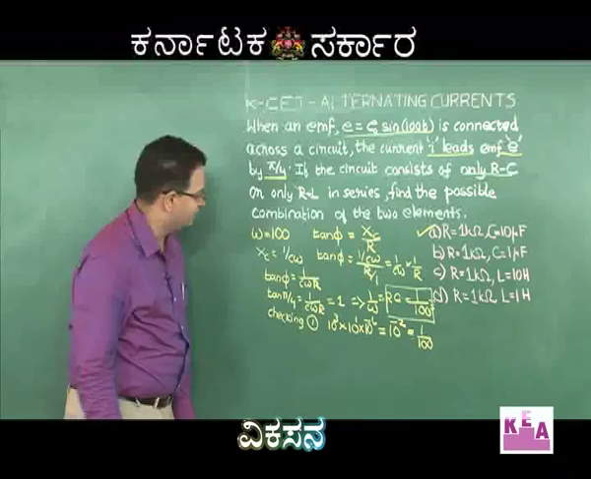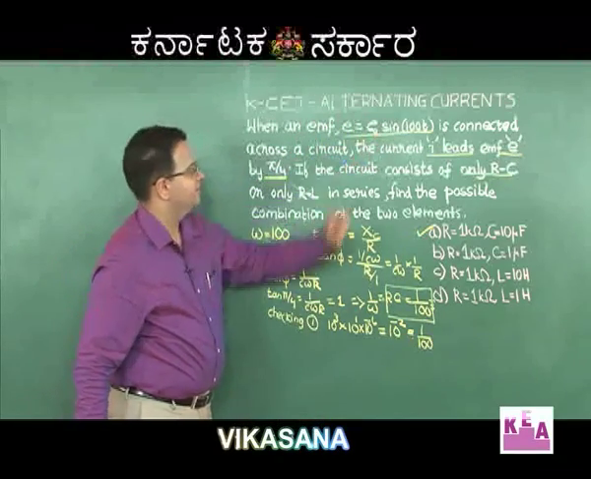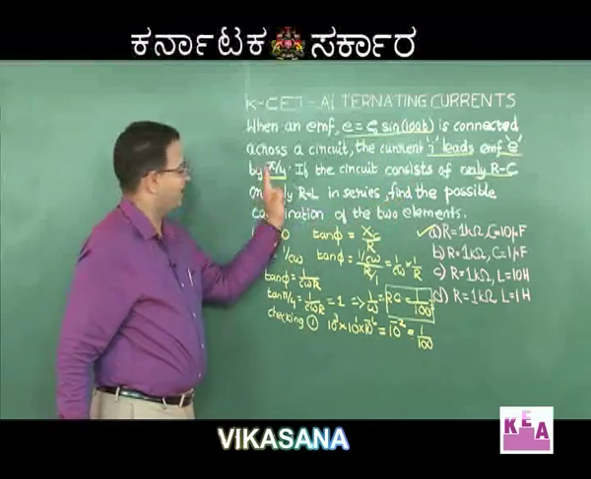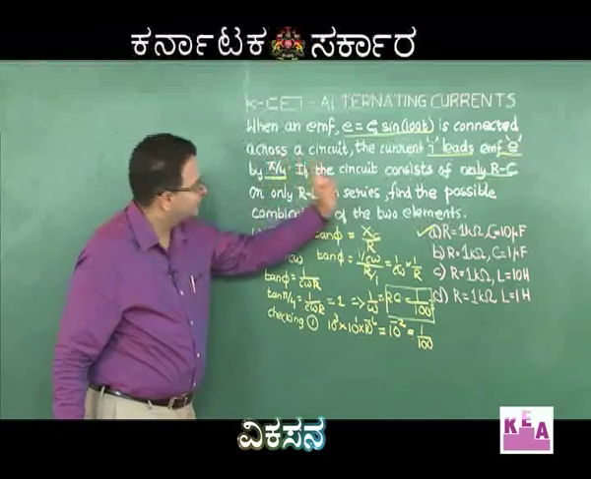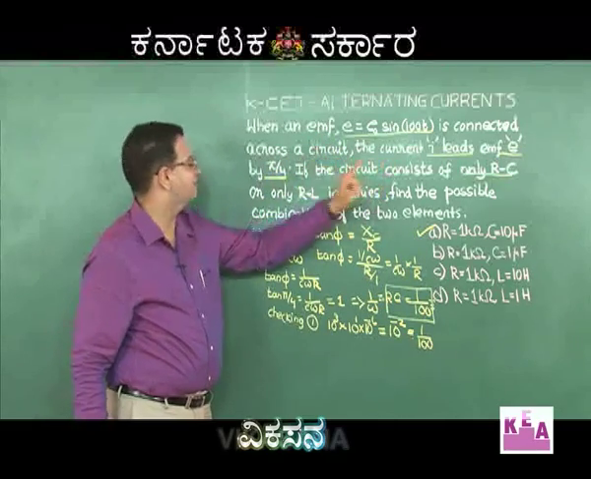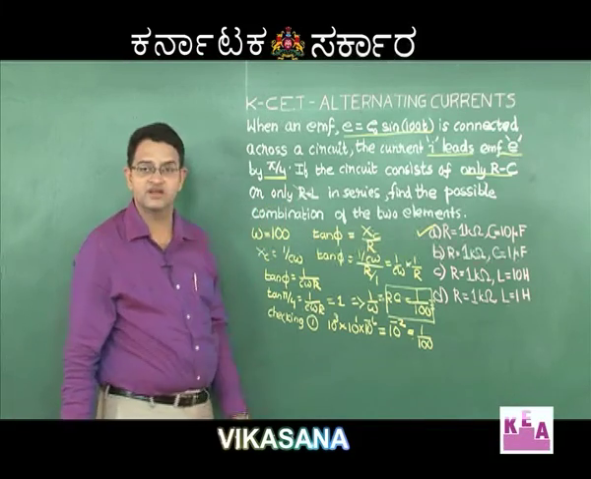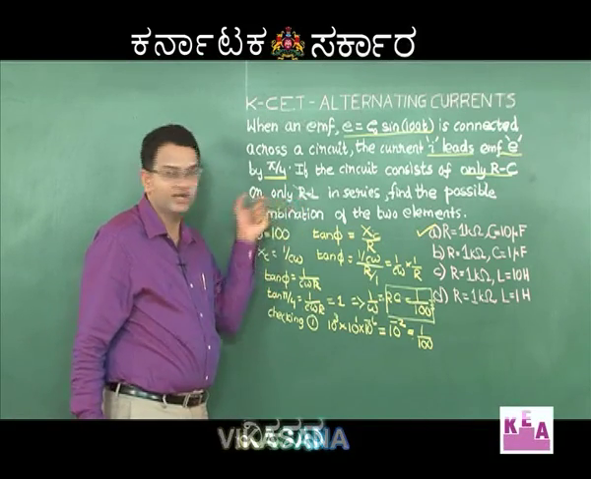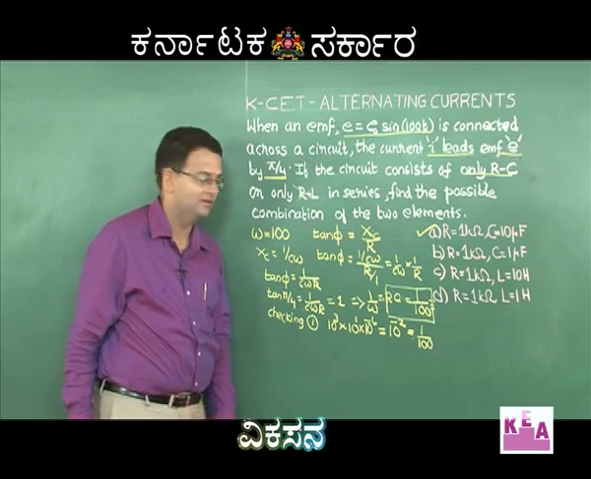So, I repeat once again, students, in this particular question, omega value is 100, and I leads the EMF by pi by 4, therefore, it has a capacitor. The circuit is going to contain only RC or only RL, that is the question. So, therefore, there is no chance it can contain RL, because the voltage is not leading, the current is leading the voltage. Therefore, only RC is possible.